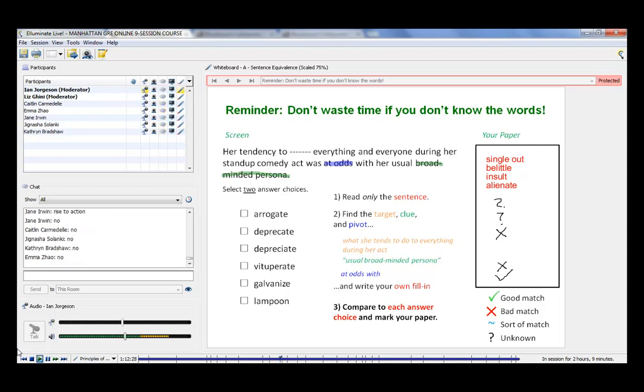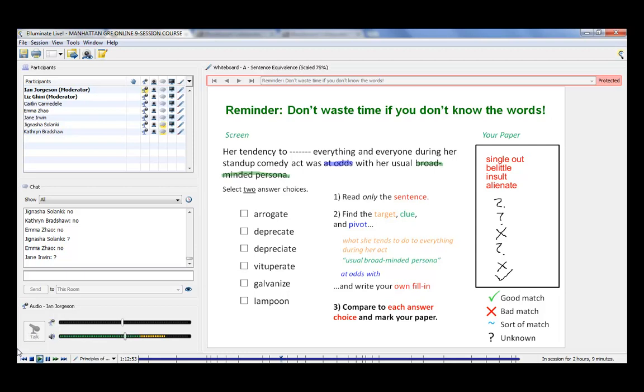Does that really work? Galvanize? No. And what about vituperate? Do you guys know vituperate at all without looking it up? Okay. So here's where we're at. We had a vote for deprecate and a vote for depreciate, but I'm just going to put question marks because I think few of us knew the meaning there. What do we do at this stage? We like lampoon. Lampoon means to make fun of.